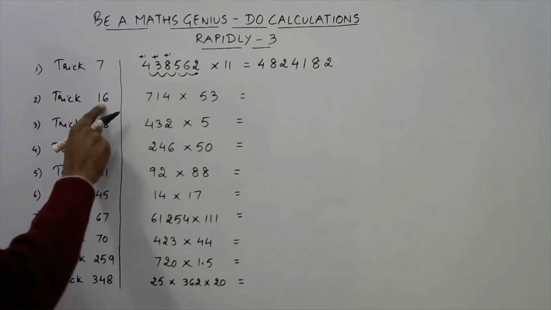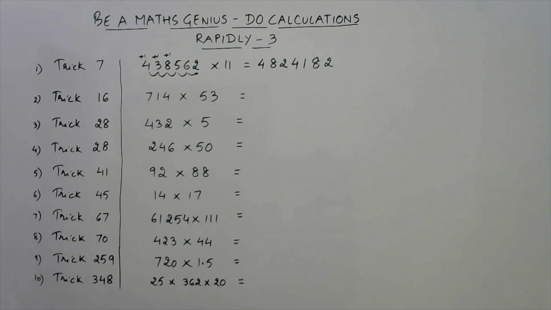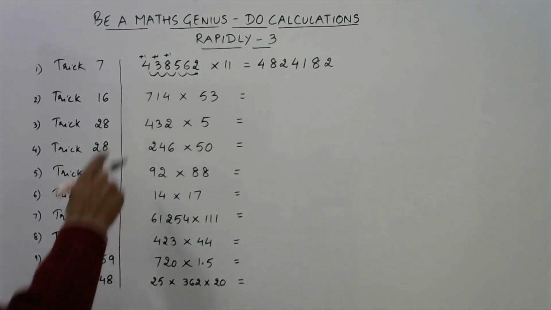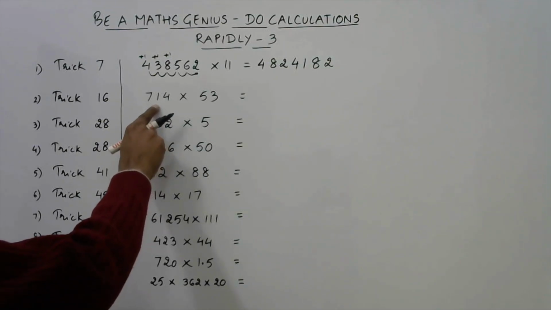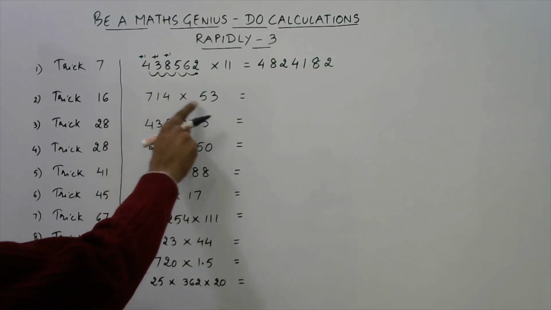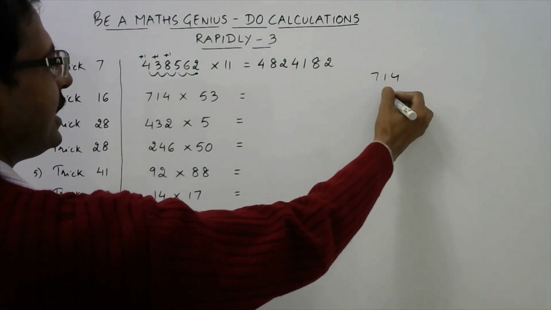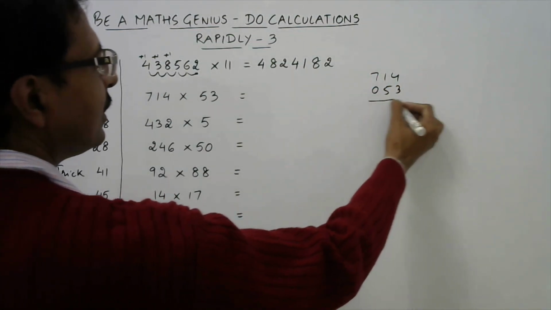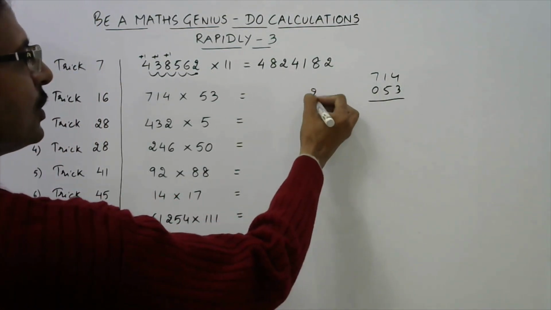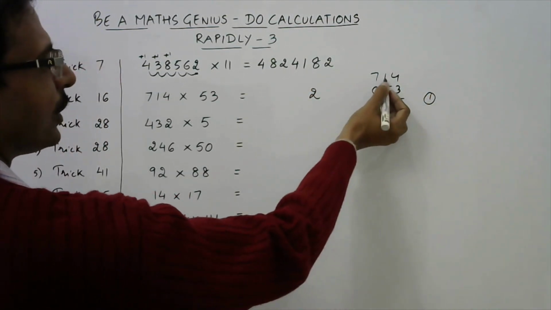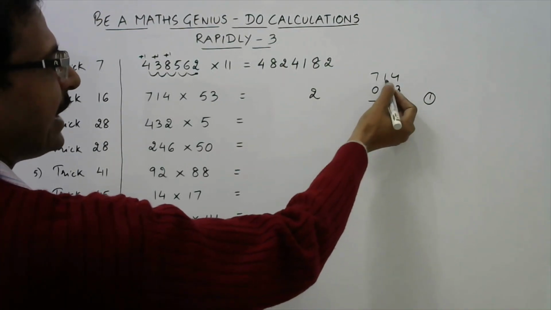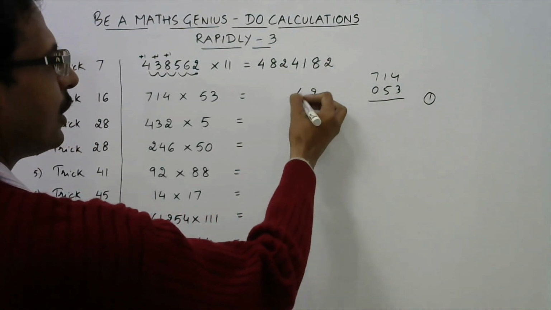Likewise in trick 16, I discussed a method through which you can multiply any two numbers in a single step. That is the amazing method of vertically and crosswise. And here I am demonstrating that method for the numbers 714 and 53. Now 714 and 53. Let's write a 0 here. 4 3s are 12. So 1 carry. Now cross multiply the last two digits, 20 and 3, 23 plus 1, 24.